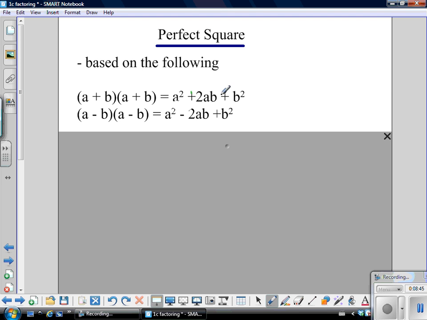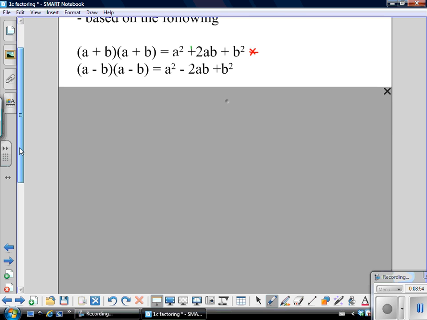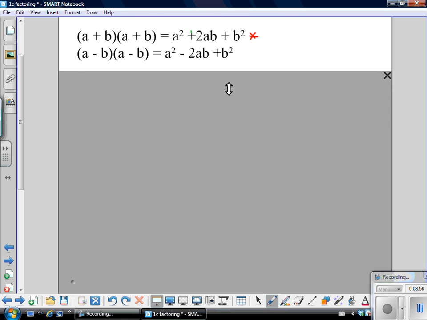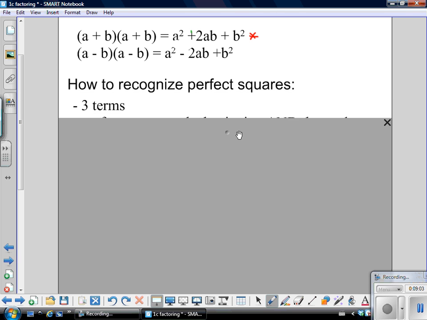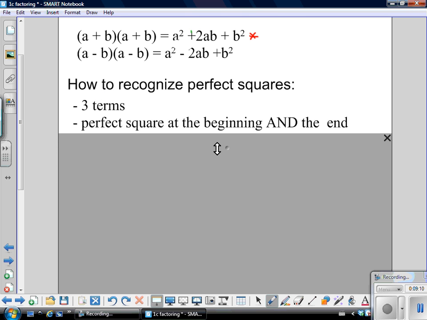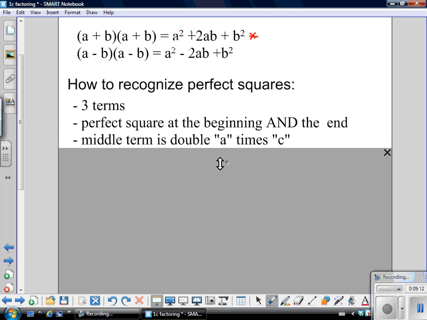Okay, so really what I'm after is I'm trying to be able to recognize the answer so I can put it back to the question that we did before when we talked about special distributive law. So let's take a look. How do I recognize if they're perfect squares? This time there are three terms. There's a perfect square at the beginning and at the end, and the middle term is double a times c.